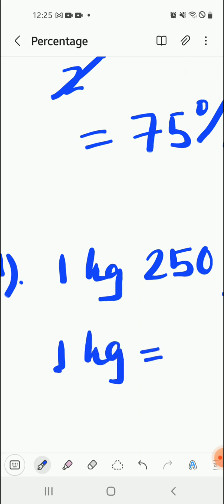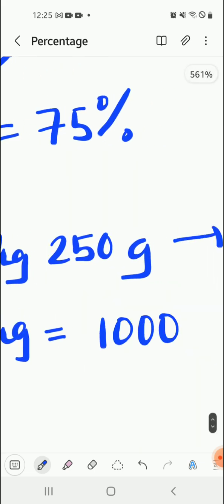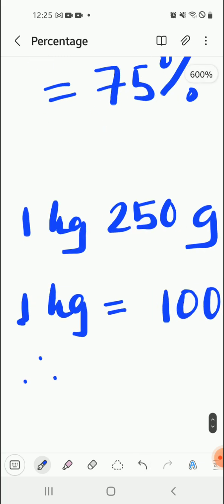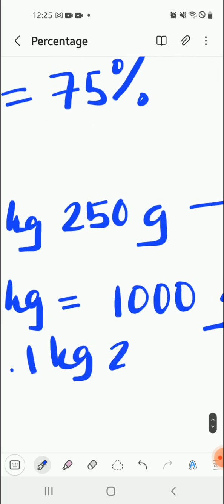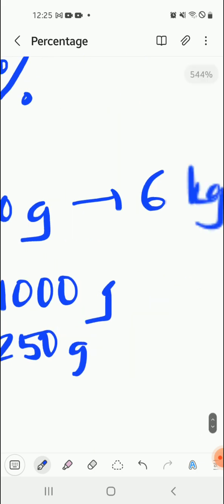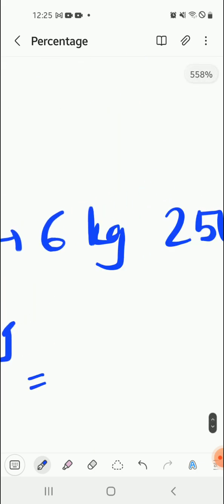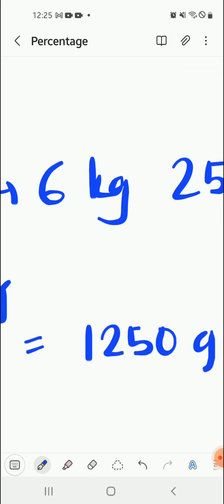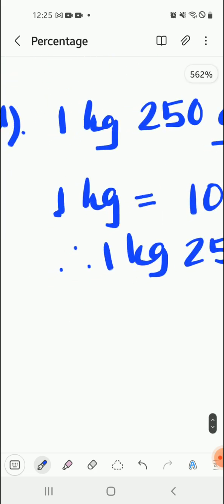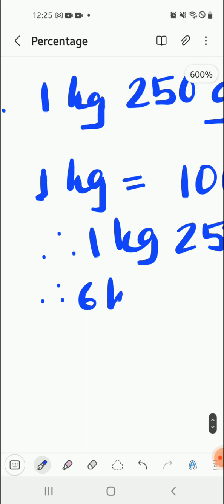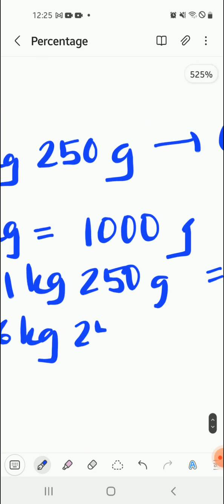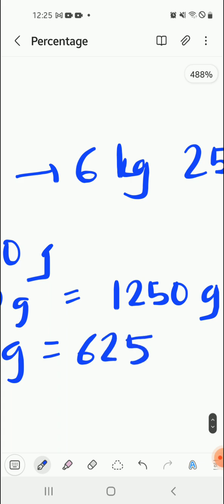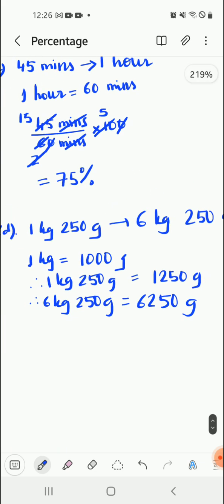We know 1 kg is equal to 1000 gram. So here we can write 1 kg 250 gram as 1 kg, which is 1000 gram, plus 250 gram. So it comes to 1250 gram. Similarly, 6 kg 250 gram will be 6 into 1000, that is 6000, plus 250 gram, so 6250 gram.